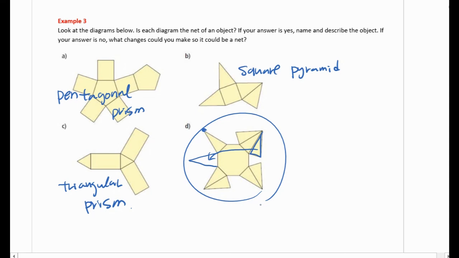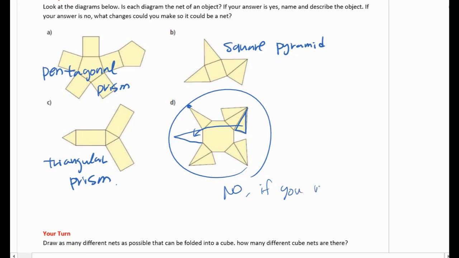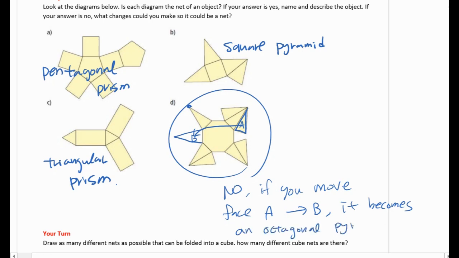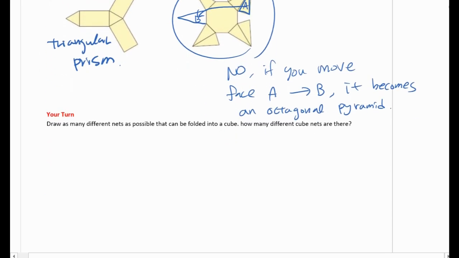You cannot make a net, so you say no, but if you move face A to B, it becomes an octagonal pyramid. Okay, everyone, let's move on.